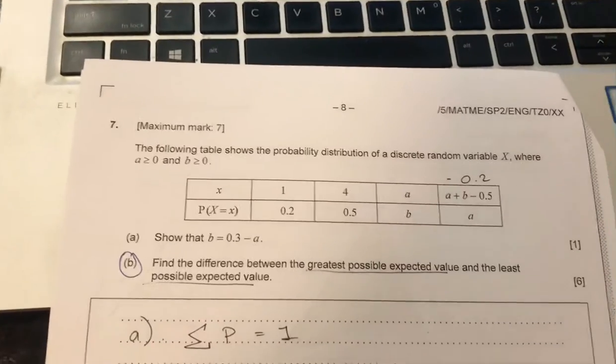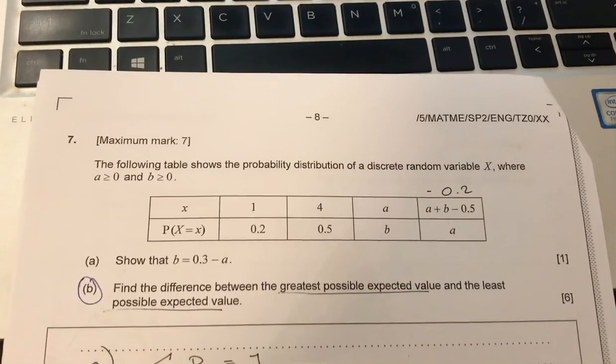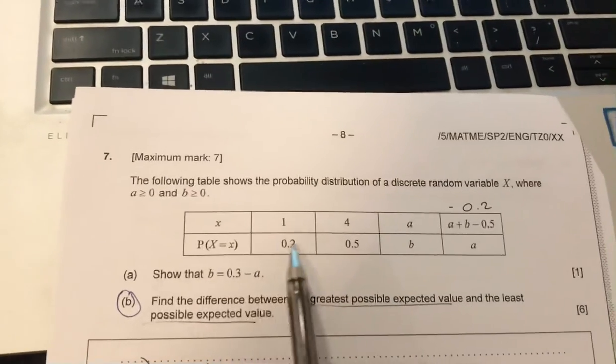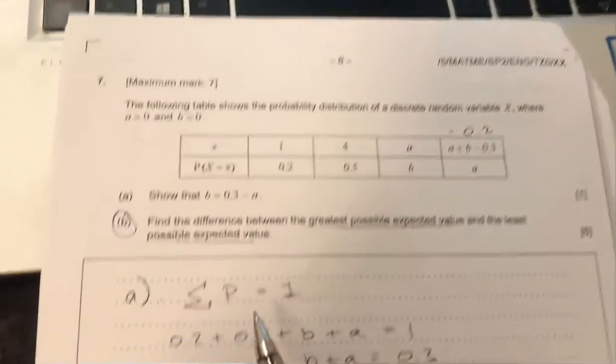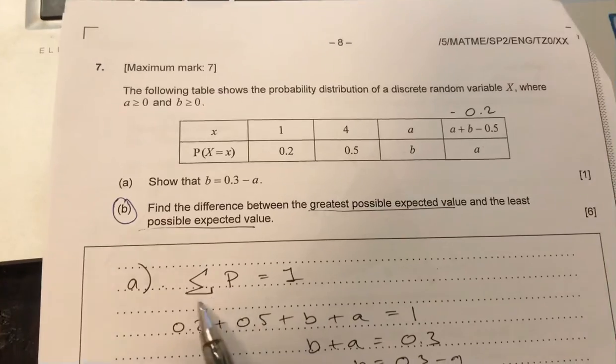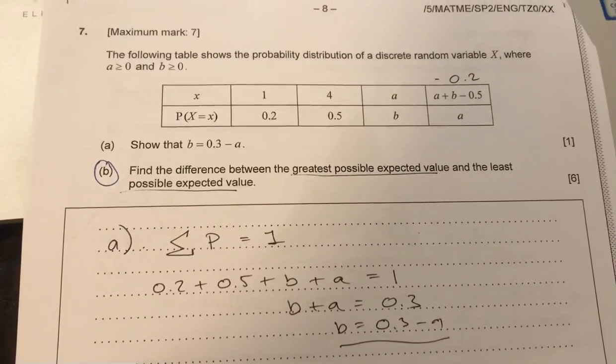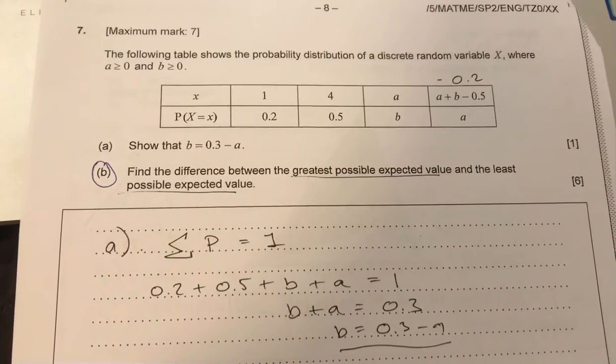So first of all, we start off with this probability distribution and you're asked to show that B is 0.3 minus A. I'm not going to go through that because it's pretty simple. You just need to say that these numbers need to equal 1. So the sum of the probabilities is 1, so you add them up, you get 1. So B equals 0.3 minus A, as required.